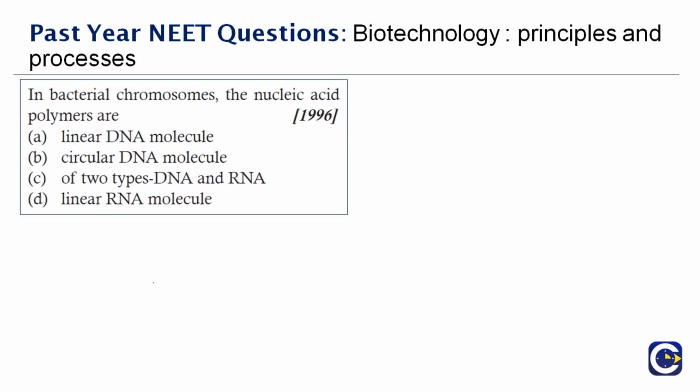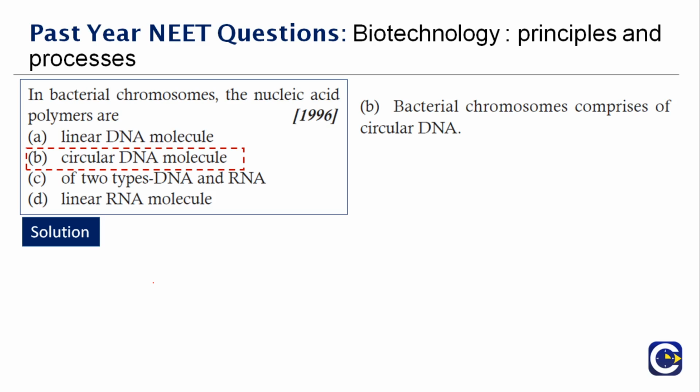In bacterial chromosomes, the nucleic acid polymers are dash. Again, this is an easy question for you because we just now discussed it in the earlier parts. I told you when you talk about a bacterial DNA, it is always circular. So here the option B is the answer. It's a circular DNA molecule, right? These questions have already been discussed a lot. I don't want to go repeatedly. So by now you have guessed the answer. Yes, it is option B.